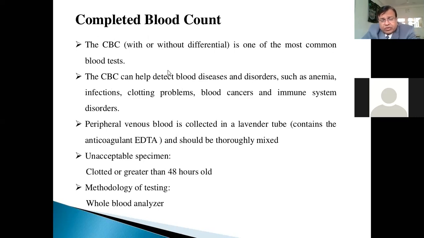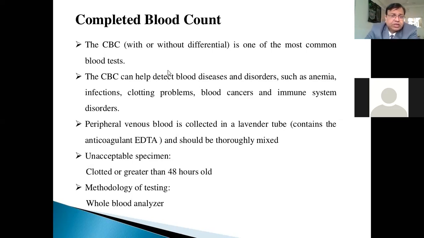Now we are going for the first test, that is CBC, complete blood count. It means all tests in the blood or blood related tests come under this value. All blood counts will come under this test. The CBC is one of the most common blood tests. The CBC can help detect blood diseases and disorders such as anemia, infection, clotting problems, blood cancer, immune disorders, etc.